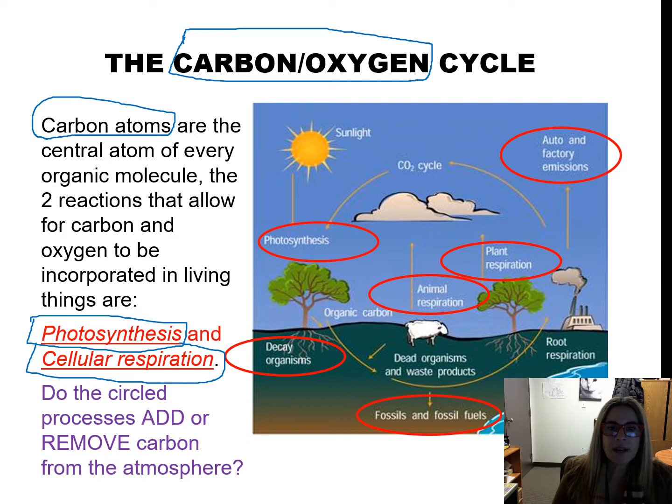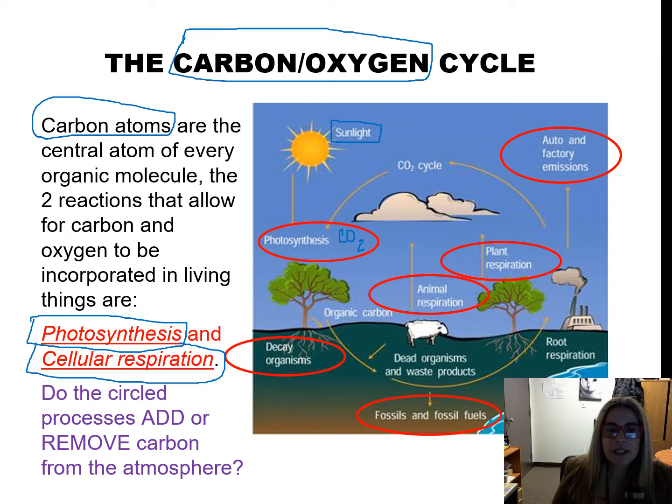So of course the sun drives the carbon oxygen cycle because the sun is necessary for that process of photosynthesis. And so again, think about whether photosynthesis actually adds or removes carbon from the atmosphere. As plants undergo photosynthesis, they actually remove CO2 from the atmosphere in order to undergo those light dependent reactions. And so plants are really good for the planet in terms of keeping CO2 levels low.